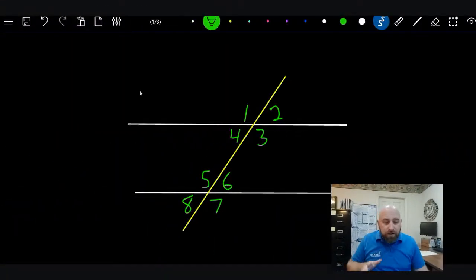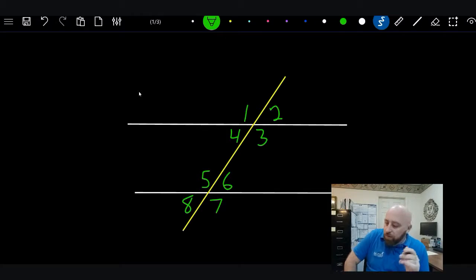Last lesson we were talking about parallel lines. This lesson we're again going to continue, trying to learn just a little bit more about how we can use these in our proofs, as we are trying to prove things to be true. What I have on the screen here is some parallel lines cut by a transversal, and I've got the angles numbered.